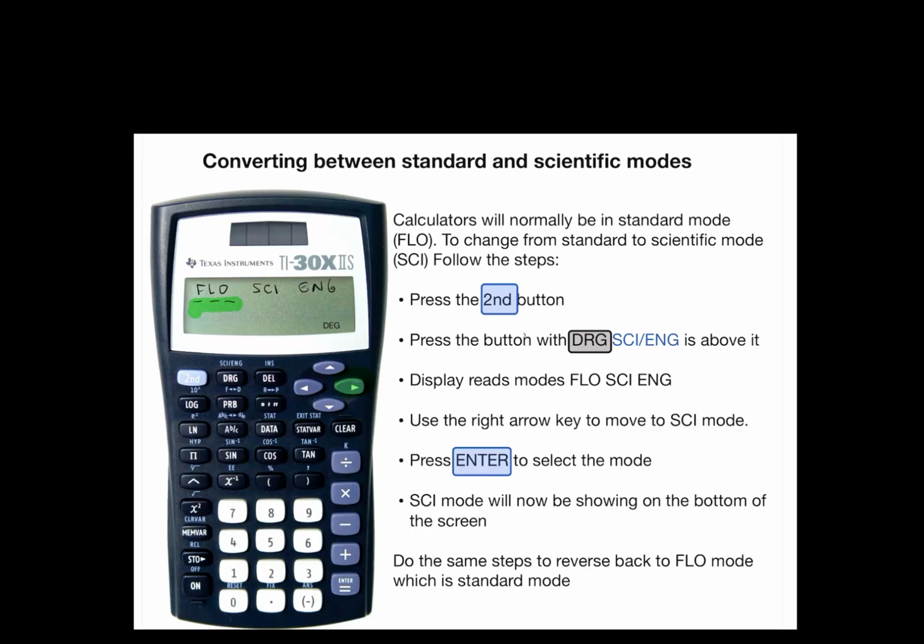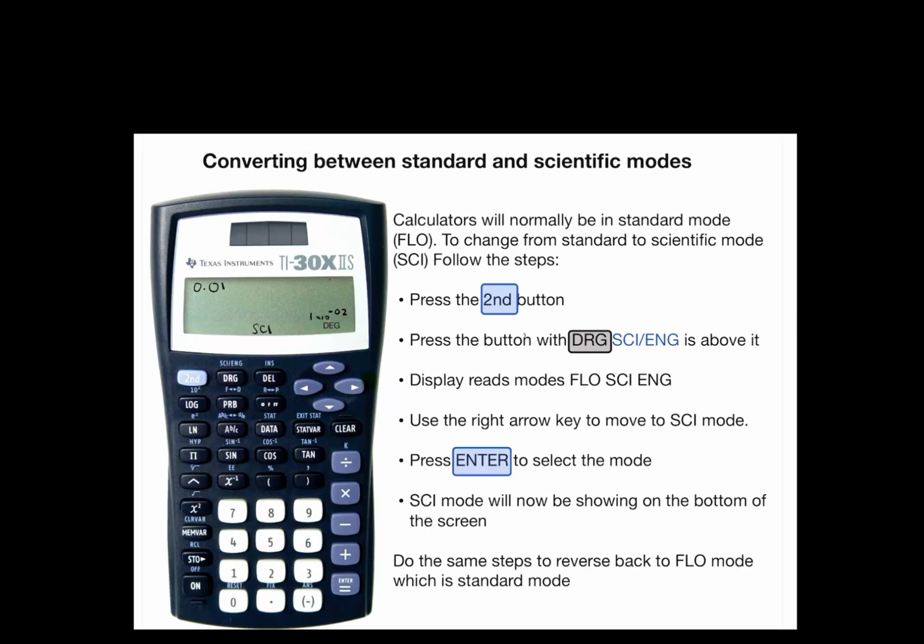Use the right arrow to move the underline to the SCI mode. Press Enter here with an equal sign on it to select the mode. SCI mode will now be showing on the bottom of the screen, and the display will read 1 times 10 to the negative 2. This is the same as the standard number that was input into the calculator, 0.01. Do the same steps to reverse back to FLO mode, which is standard mode.